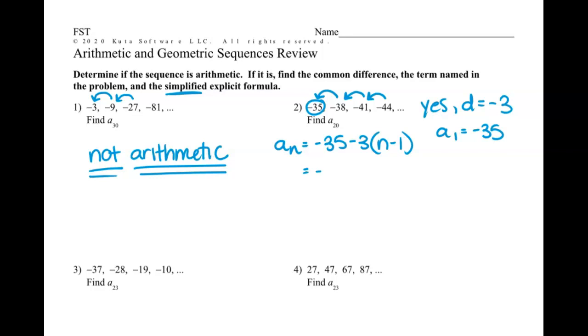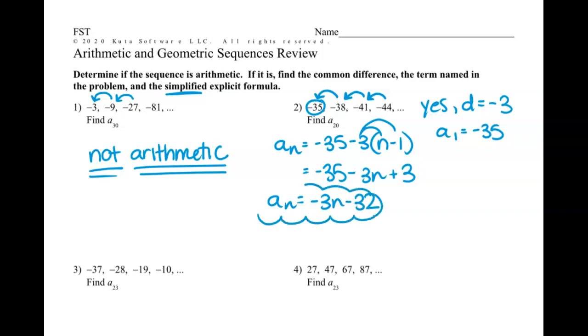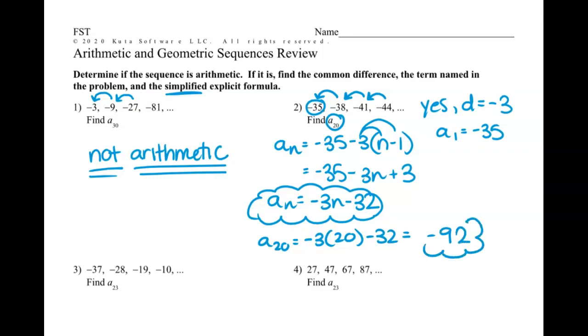Now we'll do a little bit of algebra. -35 minus 3n, and then -3 times -1 is a positive 3. So we end up with a sub n equals -3n, and then -35 plus 3 is -32. So there's our explicit formula, and now we need to find the 20th term. For a sub 20, we just plug in 20 for n. So -3 times 20 minus 32 is -60 minus 32, which is -92.